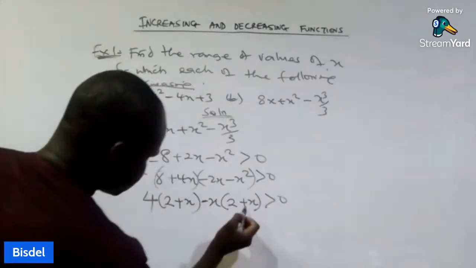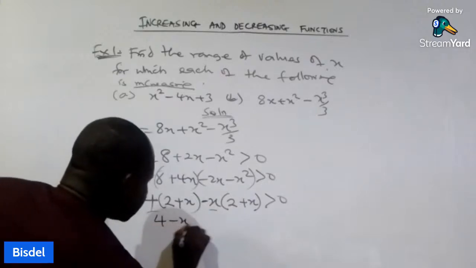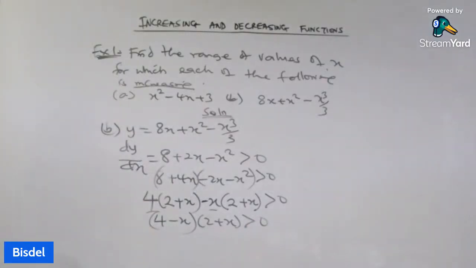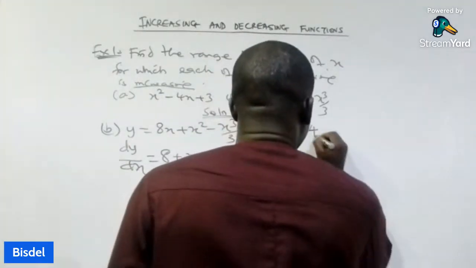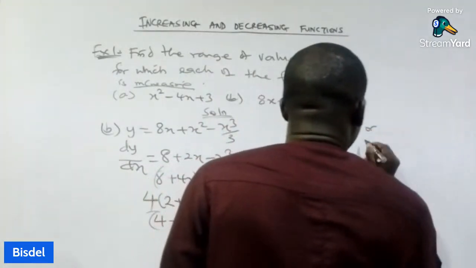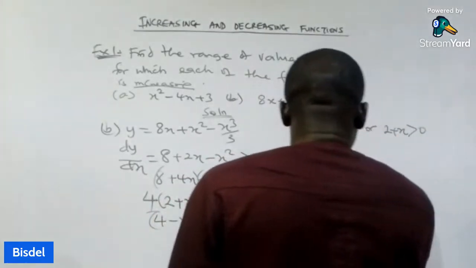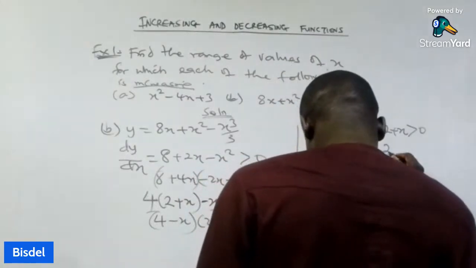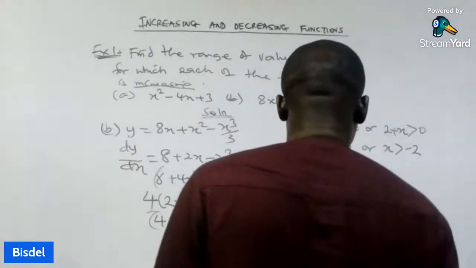And of course, when we factorize, what we have in the first bracket must be what we have in the second bracket. So I'll combine these two. I'm going to have 4 minus x into bracket 2 plus x greater than 0. Then I can actually continue from there. So I have 4 minus x greater than 0 or 2 plus x greater than 0. Then in this case, I will have 4 greater than x or x greater than minus 2. That's what I will get there.